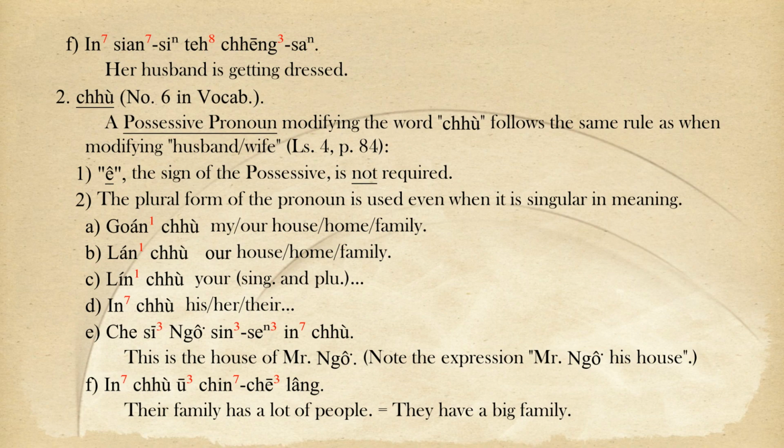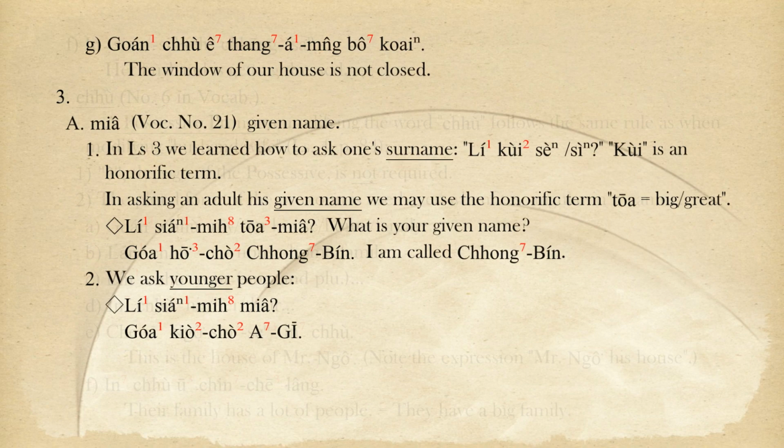我 his house. Parenthesis SIⁿ⁷-F，因厝有真濟人。Their family has a lot of people. Equals they have a big family. Parenthesis SIⁿ⁷-G，阮厝的窗仔門無關。The window of our house is not closed.